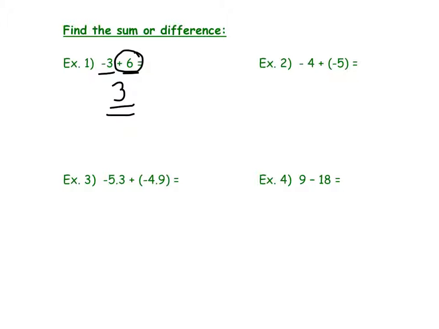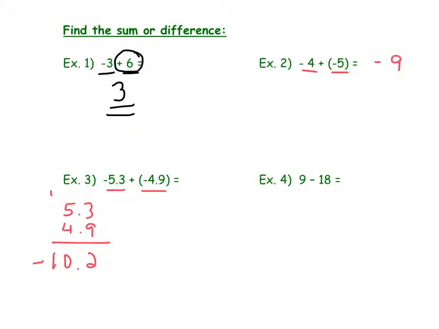Number 2, we have -4 plus a -5. They're both negative, so when they're both negative, you just add and keep the sign. So you'd get a -9. Number 3, they're both negative again. You have a -5.3 plus -4.9. So they're both negative, just add the numbers together and keep the sign. So if we add it, we get 10.2. They were both negative, so it has to be a -10.2.